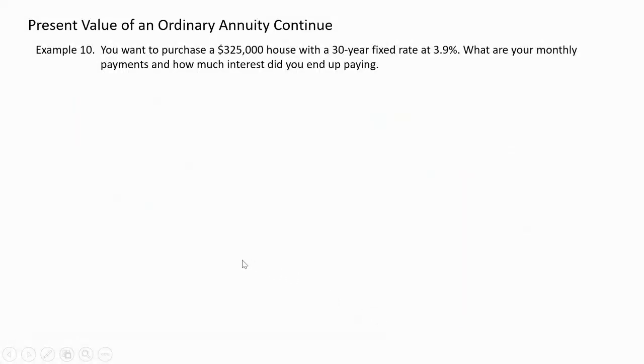So now let's do the last example. Here's about purchasing a house. Here's the goal of every student, I believe, that you want to get a new house, right? So let's put this example here. You want to purchase a $325,000 house with a 30-year fixed rate at 3.9%. What are your monthly payments and how much interest did you end up paying?